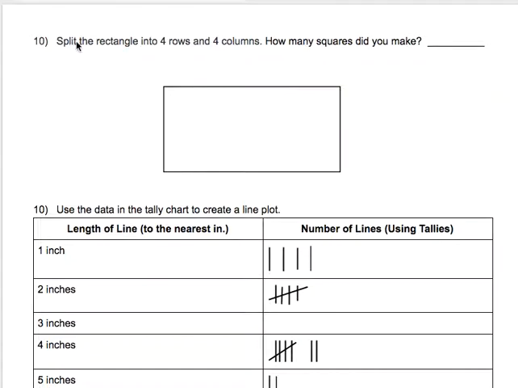Number 10, split the rectangle into 4 rows and 4 columns. How many squares did you make? Write your answer on the line and show how you'd split this rectangle into 4 rows and 4 columns. Press pause until you have finished.